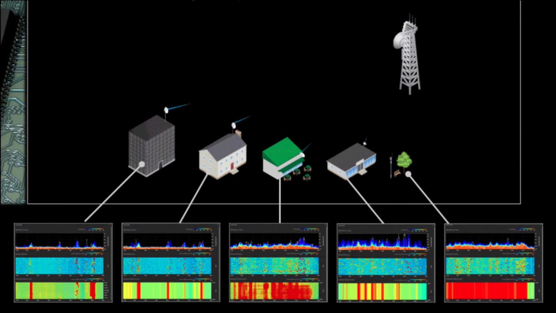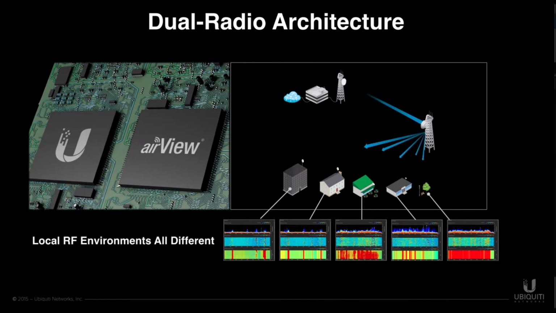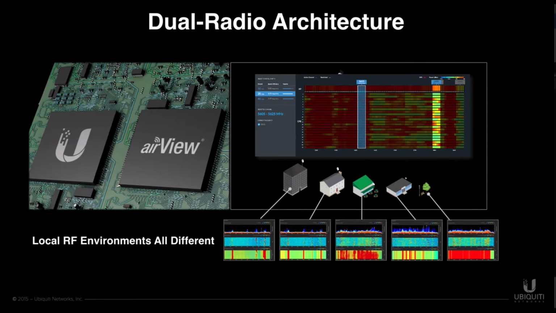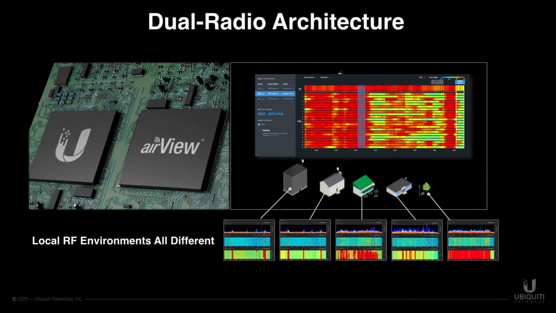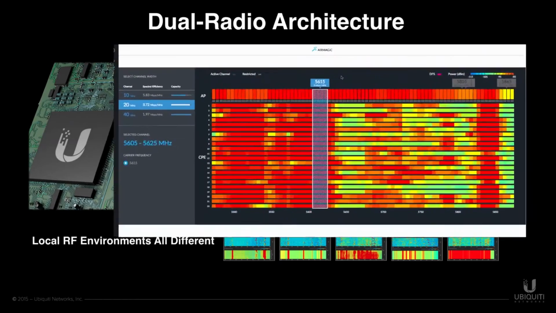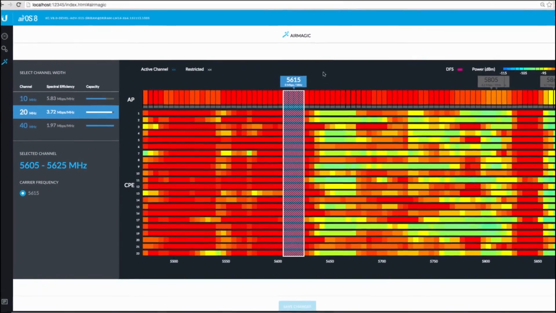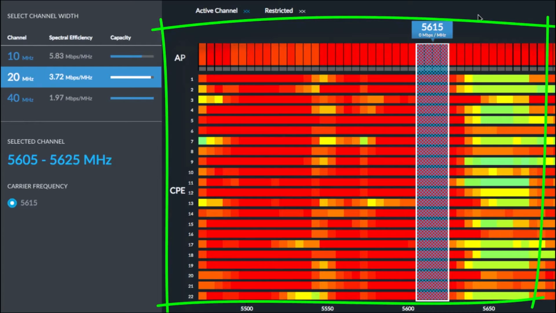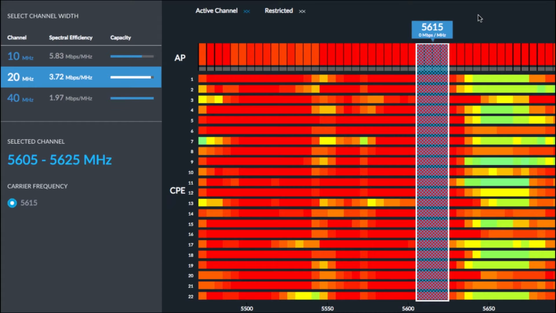All of this is made possible with the revolutionary dual radio architecture seen on the airMAX-ac platform, since data for each radio's unique RF environment is collected and presented intuitively to the operator, all in real time without any loss in connectivity or impact to performance. Specifically, airMagic estimates your aggregate spectral efficiency, that is, the expected bits per hertz, based on the desired channel size with consideration for the relative noise floor across the entire spectrum seen by each radio in the airMAX network.